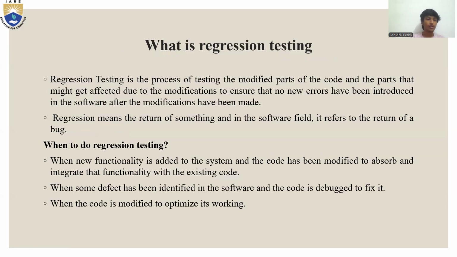So let's know what exactly regression testing means. What is regression testing, or how does it define itself? Regression testing is the process of testing the modified parts of the code and the parts that might get affected due to the modifications, to ensure that no new errors have been introduced in the software after the modifications have been made. Regression means the return of something, and in the software field, it refers to the return of a bug.